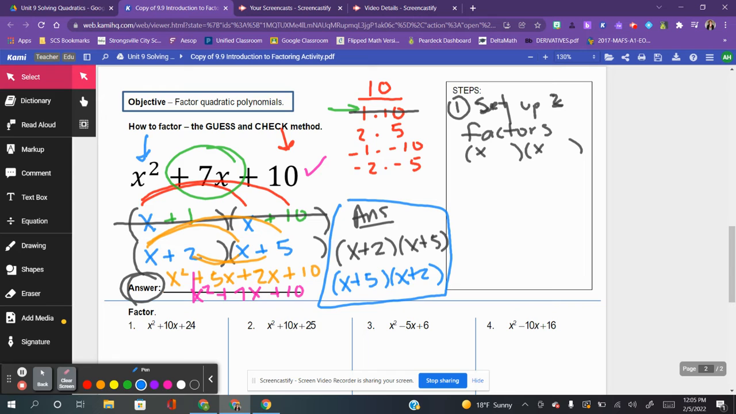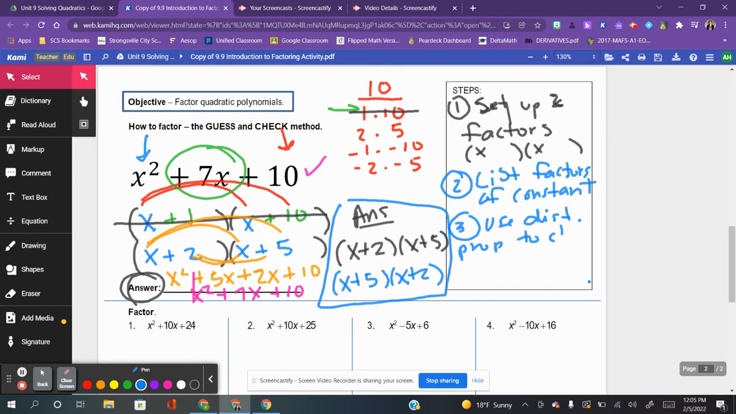All right, let's come back over to our steps. So the next thing that we did is that we listed the factors of the constant. So we listed factors of 10. And then we tried something. So try a pair of factors, and then we check the product in order to make sure that it worked. And so we're going to say use distributive property to check. I'm going to add something to this here in a little bit, so I have a little bit of room left there, and that's okay.